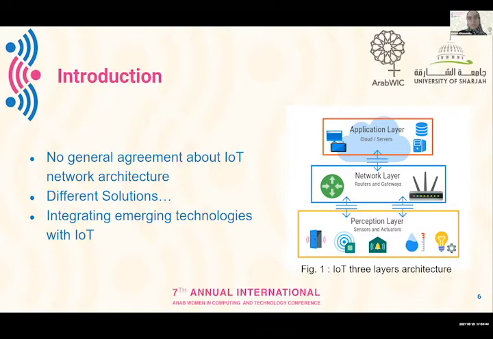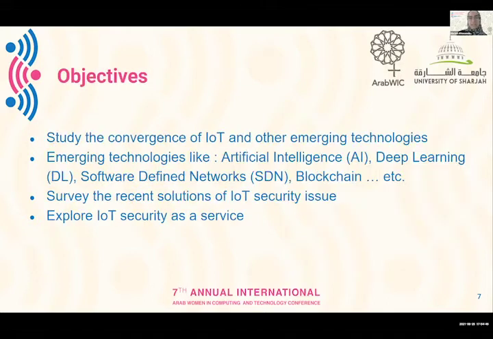So our objective in this survey was to study the convergence of IoT and other emerging technologies. When we talk about emerging technologies, we talk about artificial intelligence, deep learning, software-defined networks, and blockchain. Then, to survey some of the recent solutions to the IoT security issue and explore IoT security as a service.